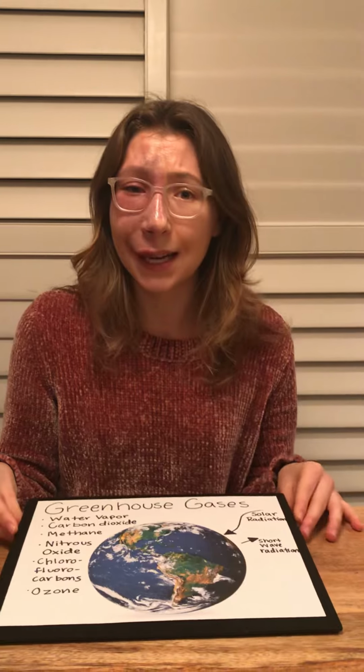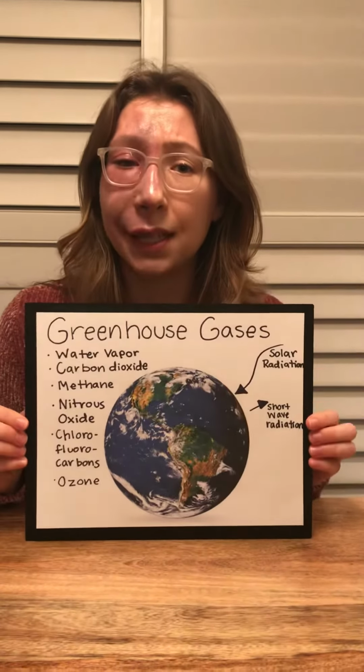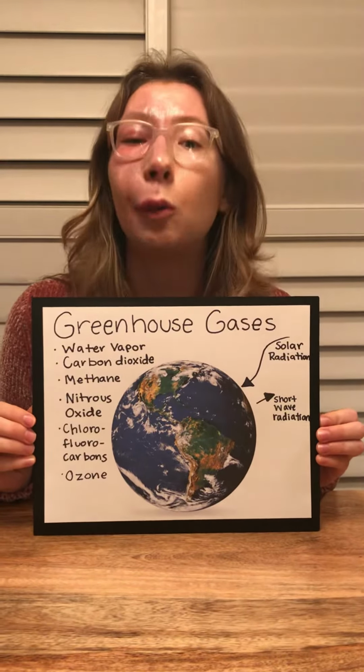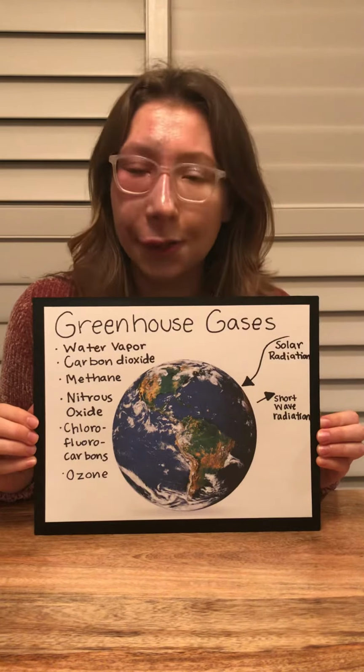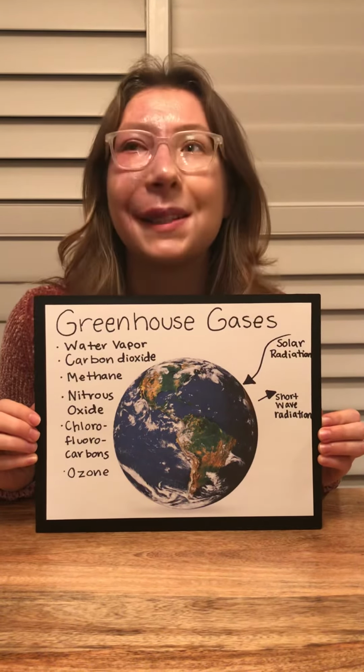So, what are greenhouse gases? Well, they can be found in our atmosphere and include water vapor, carbon dioxide, nitrous oxide, methane, chlorofluorocarbons, and ozone. And wow, that is a mouthful.